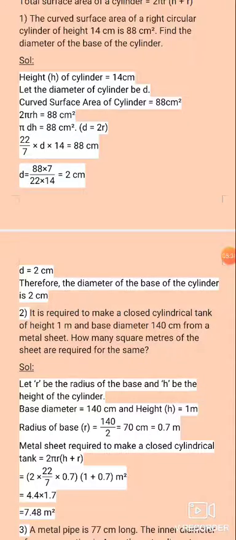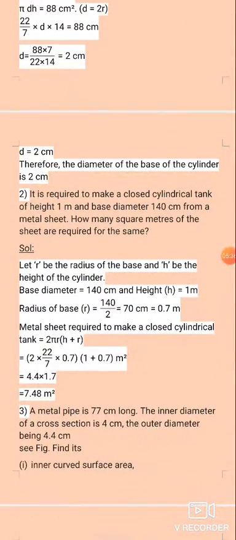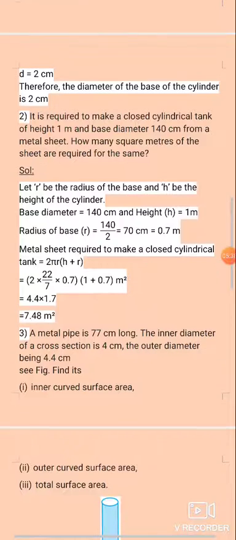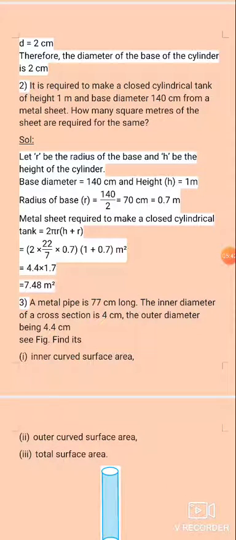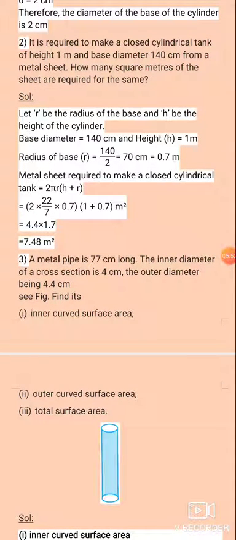Okay. Now the next question. A metal pipe is 77 centimeter long. The inner diameter of the cross section is 4 centimeter. The outer diameter being 4.4 centimeter. Find its inner curved surface area, first one, outer curved surface area, second one, then total surface area, the third one. So listen carefully, this one is a pipe.